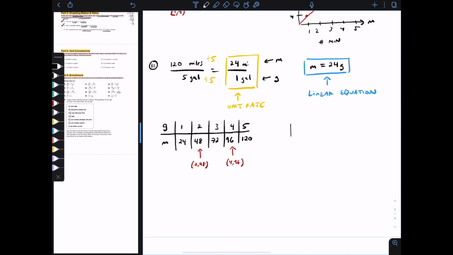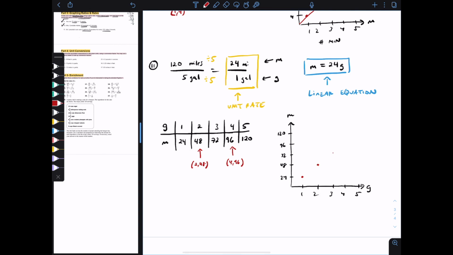And going ahead and making a linear graph, we'll need quadrant 1. Don't worry about quadrants 2, 3, or 4, since we can't really travel negative miles or have negative gallons. Our gasoline is going to be our independent variable, and the miles is dependent. We'll go to 1, 2, 3, 4, 5, and we'll make 5 tick marks here. 24, 48, 72, 96, and 120. Alrighty. So going ahead, we can plot these points.